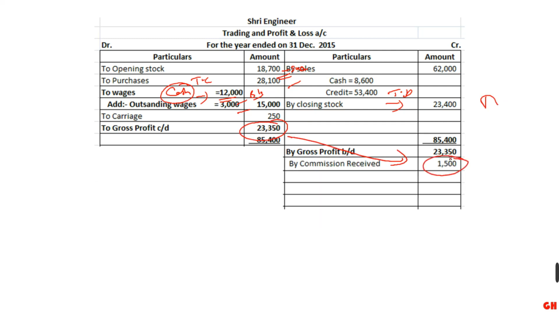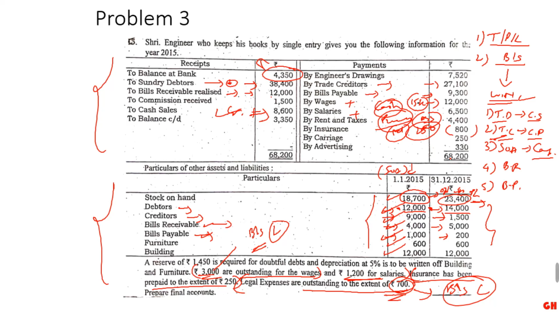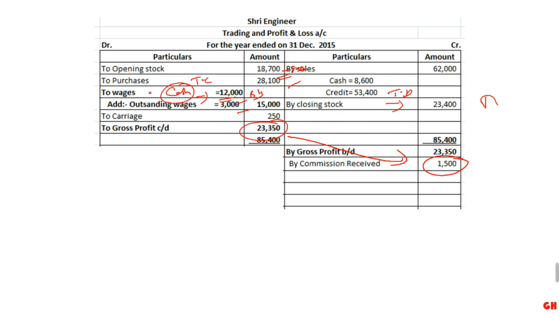Commission received in cash. It is also shown that commission is being received by Shree Engineering. Commission basically means income, indirect income. The entry will be, this is a nominal account, cash account debit to commission received. So commission received is shown as 1,500 credit.